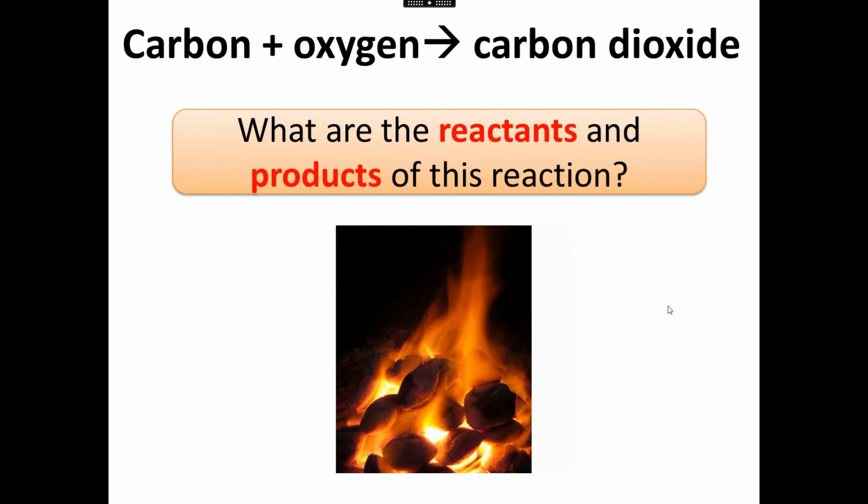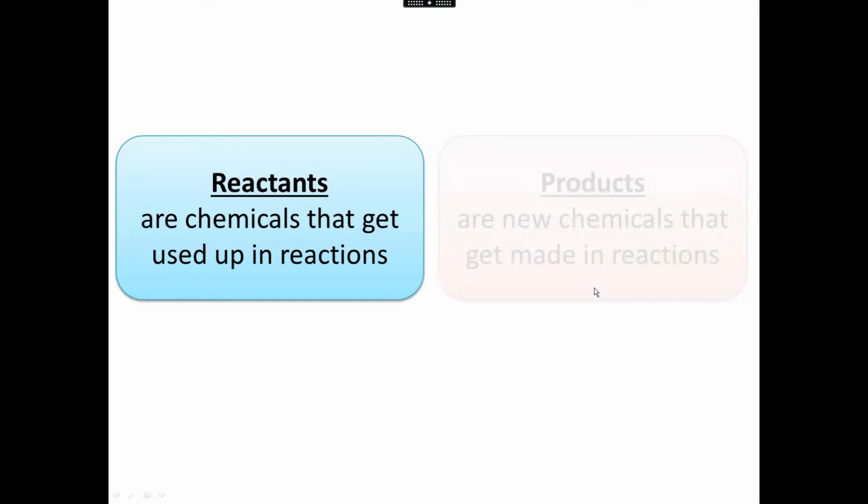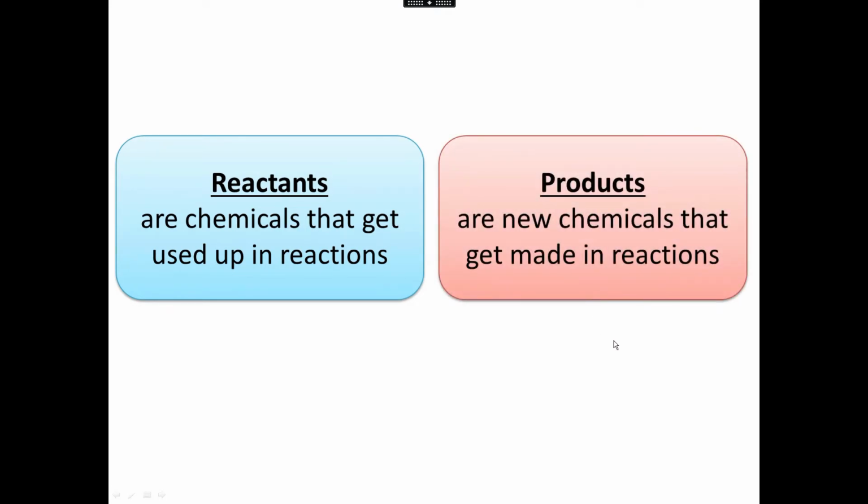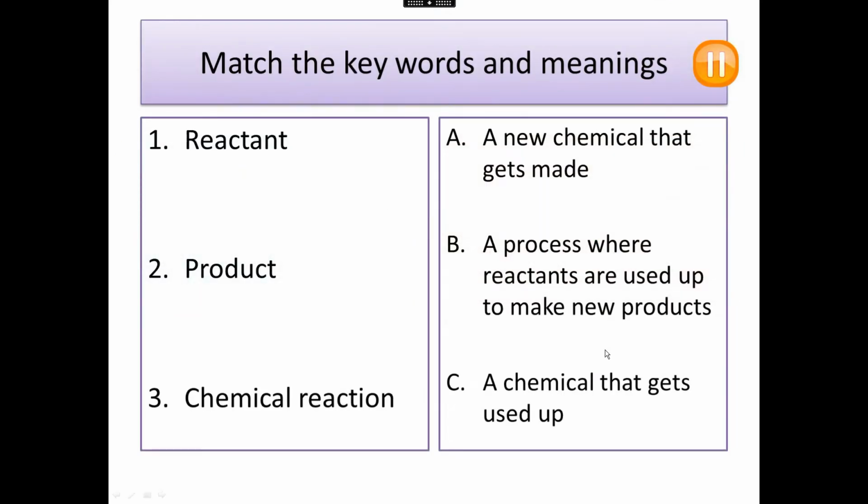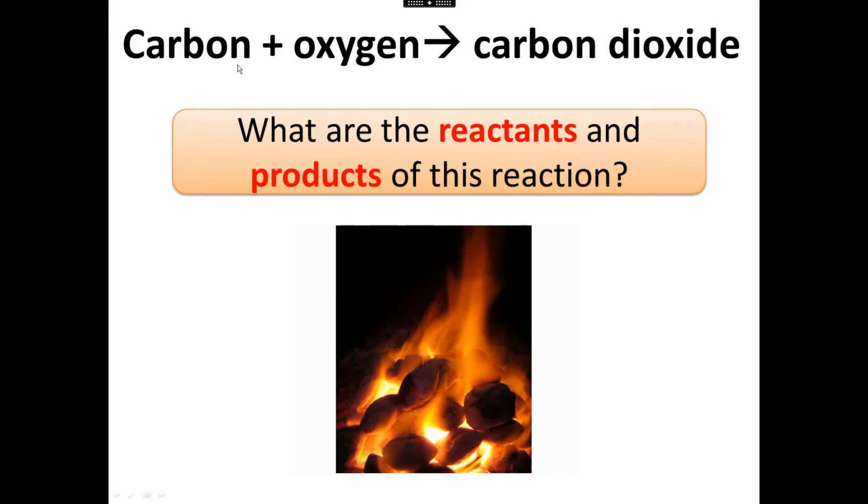Let's look at the answer. Now, a reactant is a chemical which gets used up in a reaction. A product is a new chemical that gets made in a reaction. Now, looking at carbon plus oxygen, well, let's rewind a little bit, right? Carbon and oxygen are the reactants. Carbon dioxide is the product. So the product gets made, the reactants get used up.